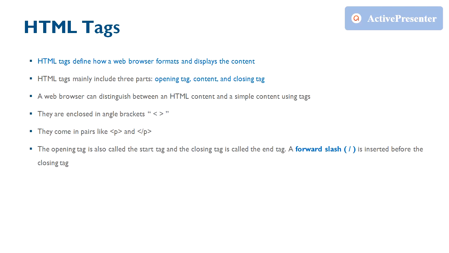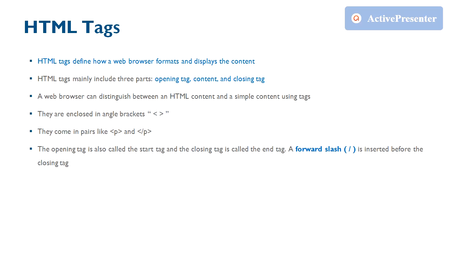A web browser can distinguish between an HTML content and a simple content using tags. So while rendering the content, whenever the web browser encounters a tag, it omits the tag. It doesn't display the tag on the web page, but it displays the content which is between those opening and closing tags. And the tags dictate the way in which this content is to be displayed on the web page. Now the HTML tags are enclosed within angular brackets. So anything which is in angular brackets is a tag, and it is omitted by the web browser. And anything which is not within the angular brackets is the content which is supposed to be displayed on the web page.